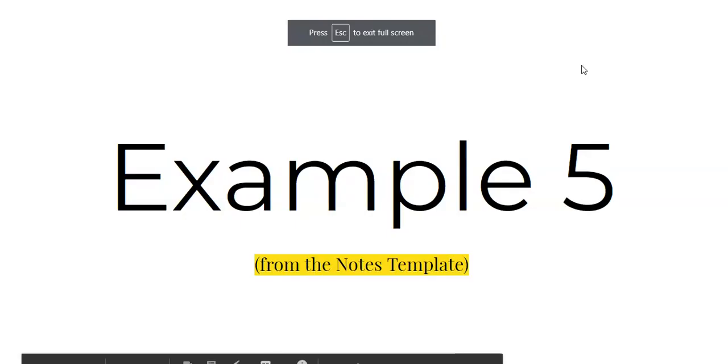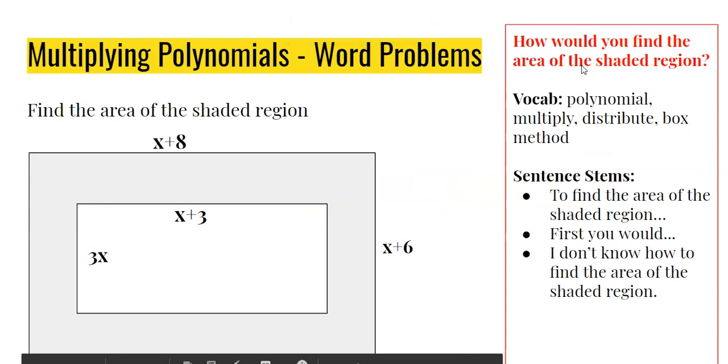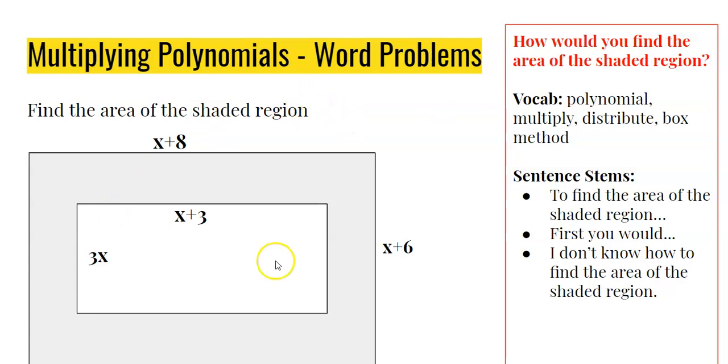So moving on to our final example, example 5 from our notes template. This is a word problem. It tells you to find the area of the shaded region. Well, here you kind of have to be careful. You have to think, okay, how do I find the area of the shaded region?